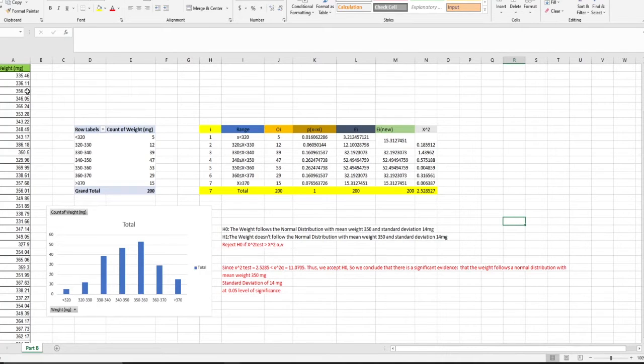Hello, this is Anas Ismail, and this is part B of the assignment. You can see that I copied over the weights here and categorized the weights using these labels. In this table you can see the observed frequency of each category, and the probability calculated using the normal distribution at mean 350 and standard deviation of 14. Using this probability, we calculated the estimated frequency by multiplying the probability by the total, which is 200. Since this one was less than 5, we combined these two to get the new estimated frequency column here.